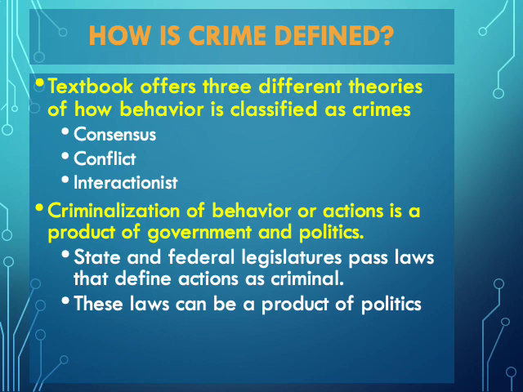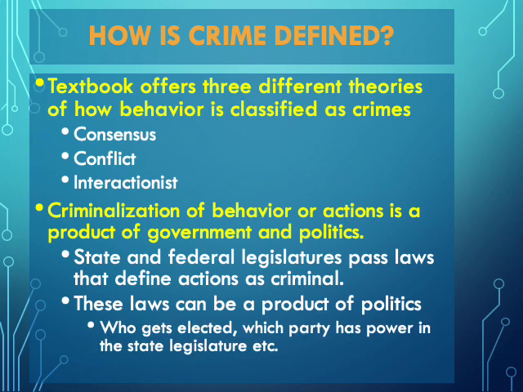And as we know, these criminal laws are a product of politics, okay? And so it is the people who get elected to office, the party that has power within the state or federal Congress, the ideologies of the lawmakers, the donations that they may get from interest groups or from their constituents, all of these can influence what kinds of behaviors are or are not defined as crime. And these different theories are going to help us understand the impact that politics has on how crime is defined.